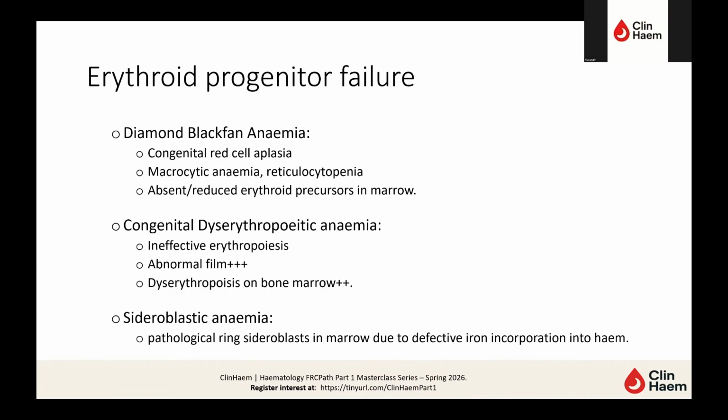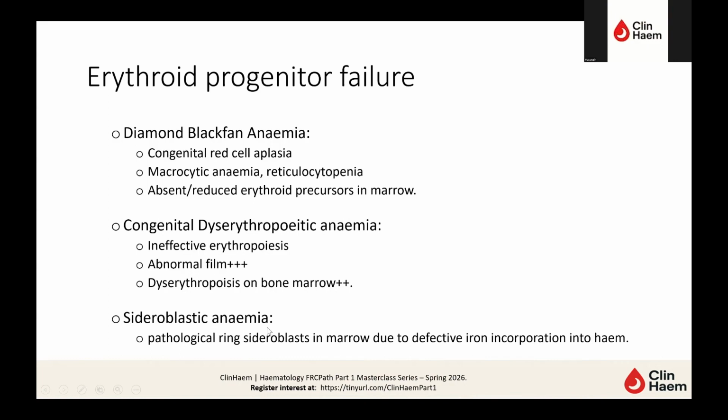So DBA is congenital red cell aplasia. CDA is ineffective erythropoiesis, as the name suggests. So you don't need a mnemonic for that. So you'll see abnormal film in there and dyserythropoiesis in the bone marrow, as opposed to relatively benign-looking peripheral blood film in DBA, but bone marrow won't show any precursors. Here they will show lots of precursors, but they will be very horrible-looking, not normal.